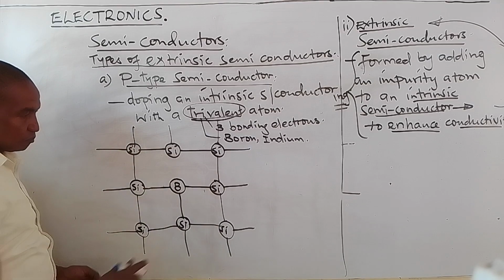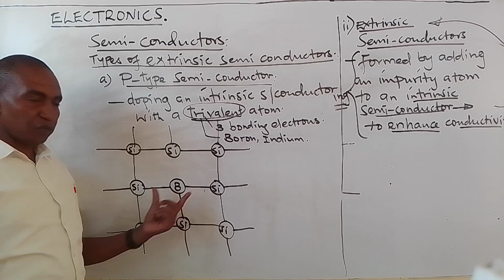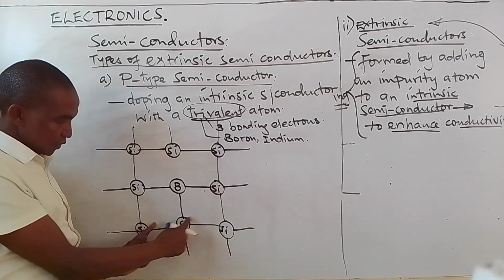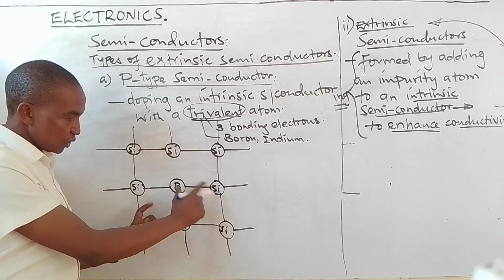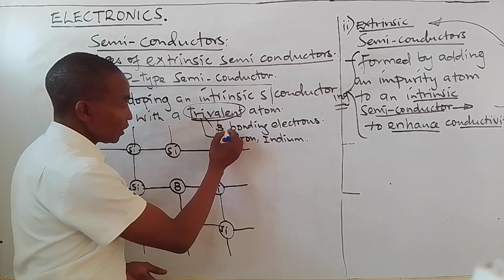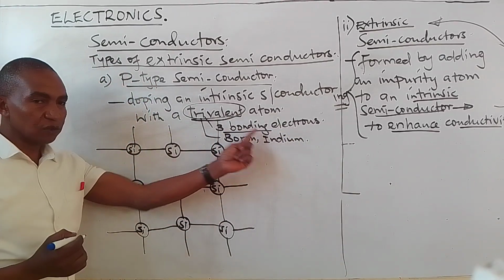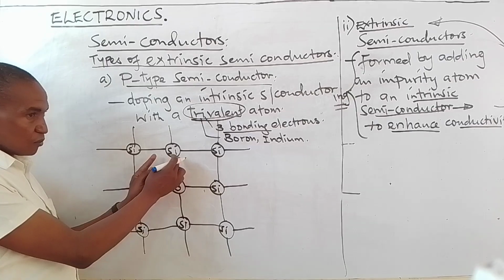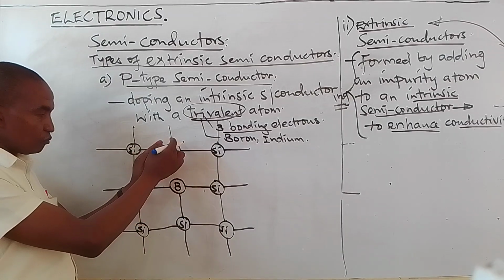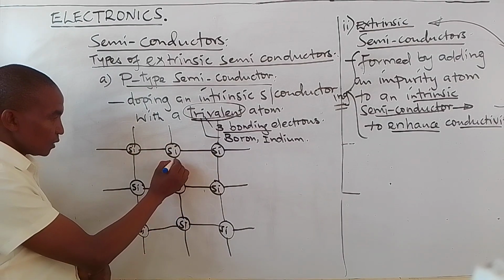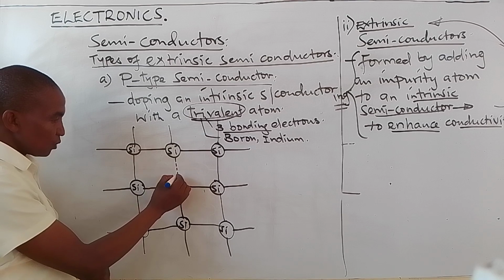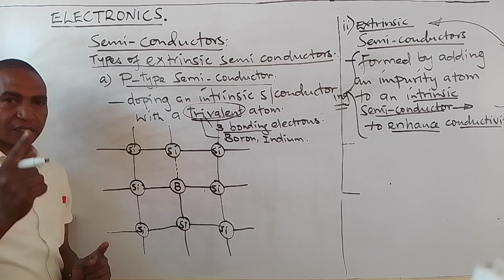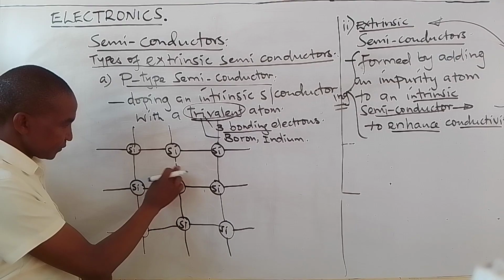This is the boron atom. Look at how it bonds. It bonds with only 3 neighboring atoms, because it has only 3 bonding electrons, like we mentioned there. So the 4th bond is not completed due to the absence of that extra electron.